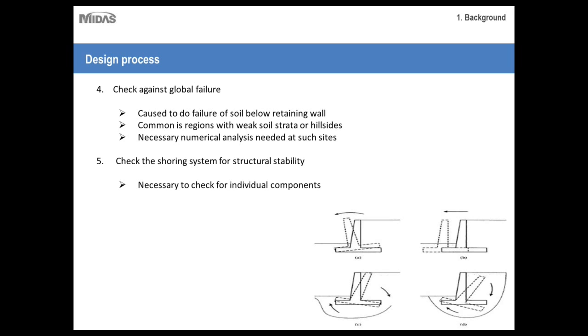And the fifth and last step of the design process is to check the shoring system for its structural stability. Here it is necessary to check the individual components of your shoring system. If you're working with walls, nails, tiebacks, or bracings, you must compute the section size, the reinforcement if you're dealing with reinforced concrete, and the length of the members that are needed to give structural stability to your shoring system.